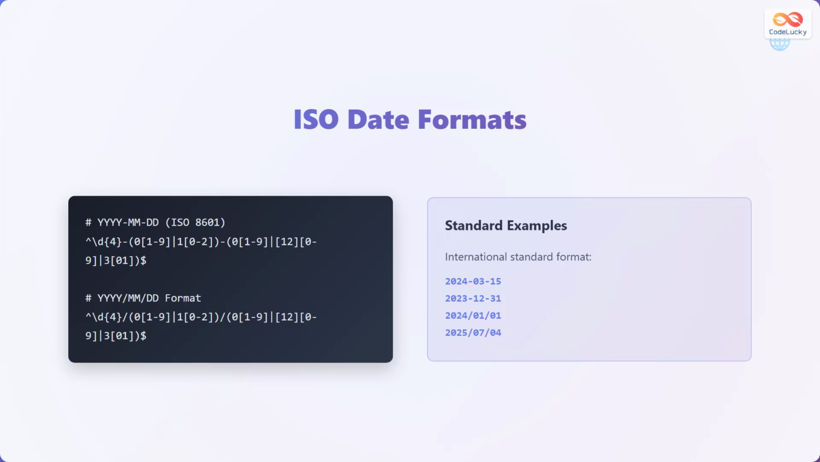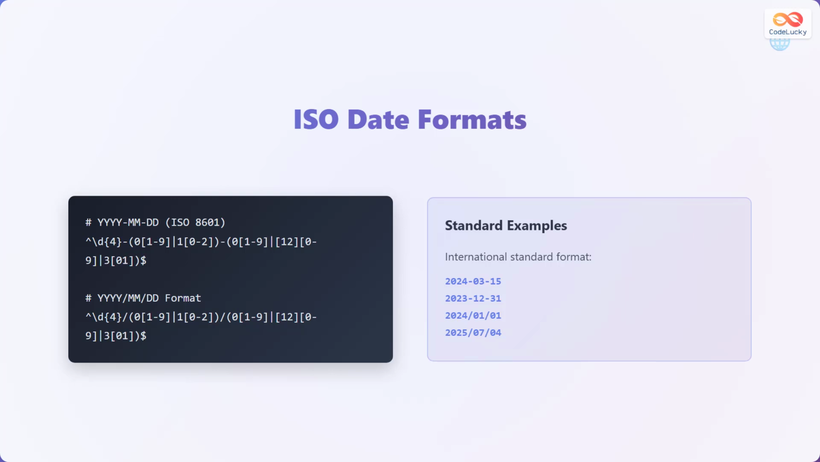Now let's take a look at the ISO date formats, which are international standards for representing dates. On the left, we have the RegEx patterns, and on the right, we have examples of how these formats look. The first RegEx is for the year, month, day format, also known as ISO 8601. It starts by expecting a 4-digit year, followed by a hyphen, then a month between 01 and 12, another hyphen, and then a day between 01 and 31. The second RegEx is very similar, but it uses a / as a separator instead of a hyphen. On the right, we can see examples of these formats.